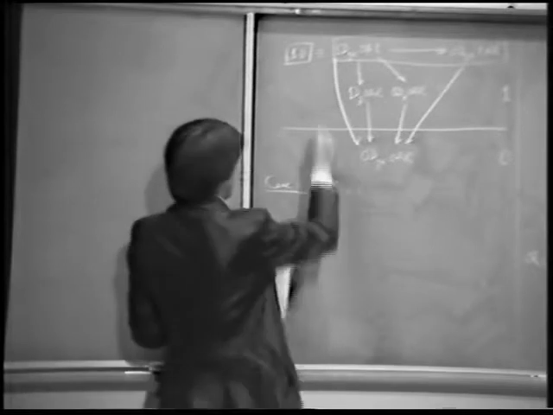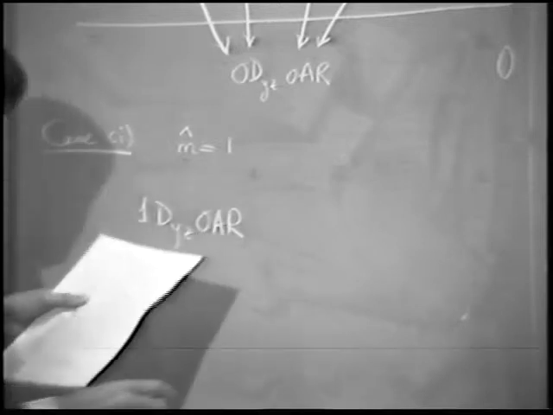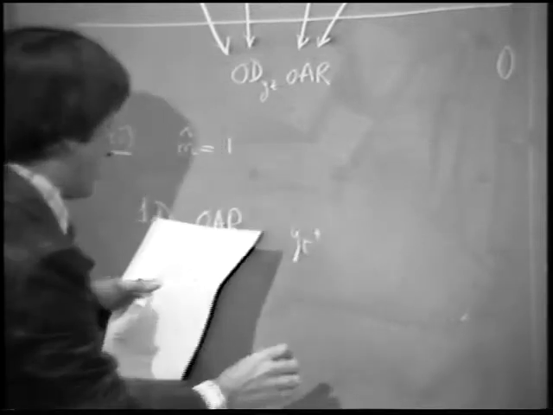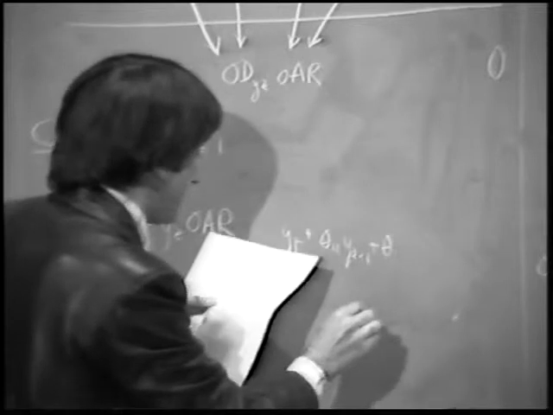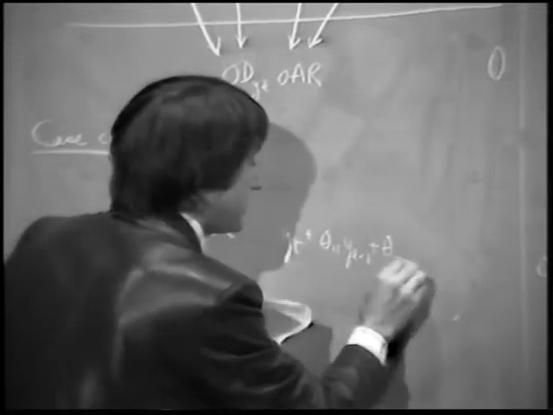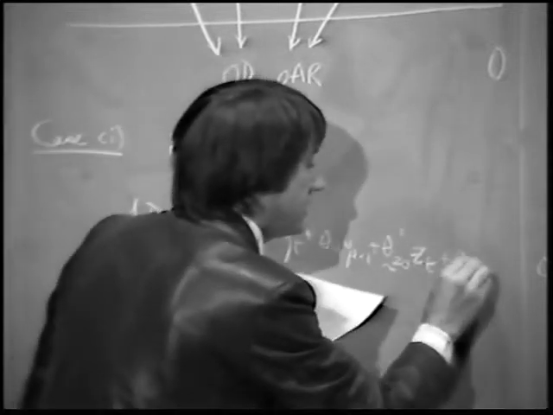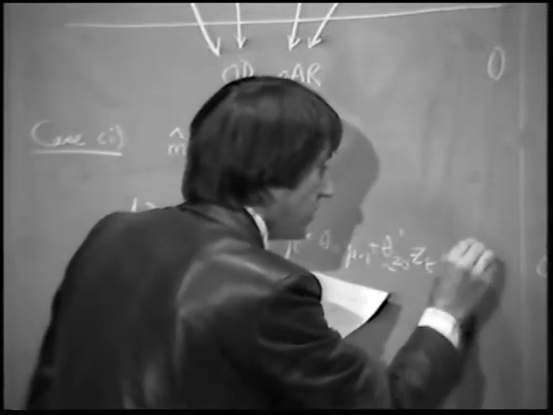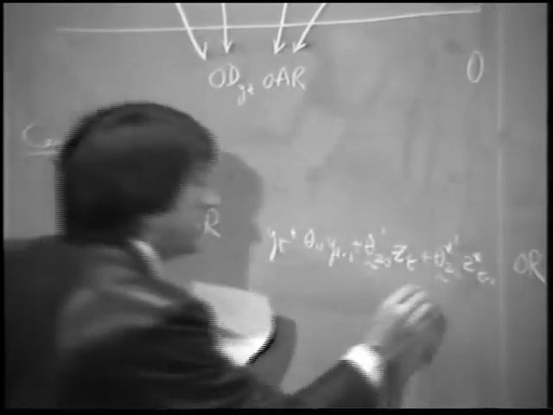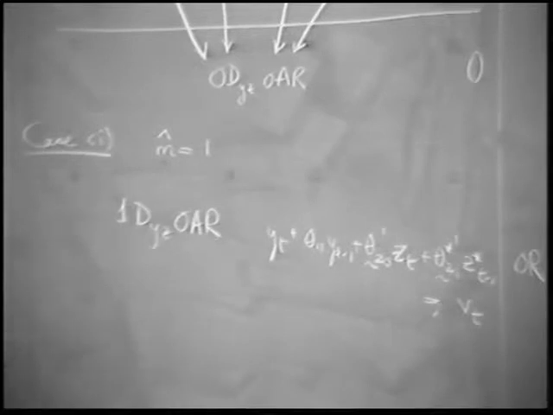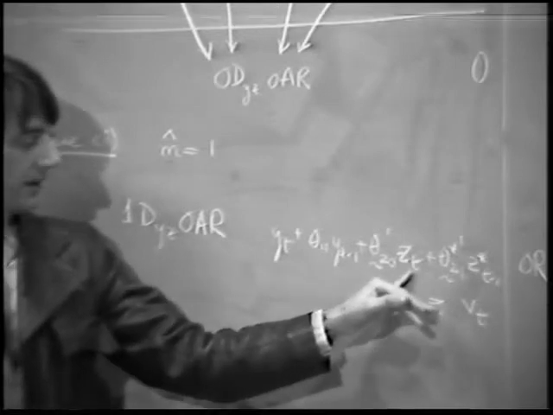And what are the forms of the models? Well, for the unrestricted model, we would have y_t plus theta_11 y_{t-1} plus theta_20 transpose z_t plus theta_21 star transpose z_{t-1} star is equal to error term v_t. So we just have y_t regressed on y_{t-1} and all the variables z_t.